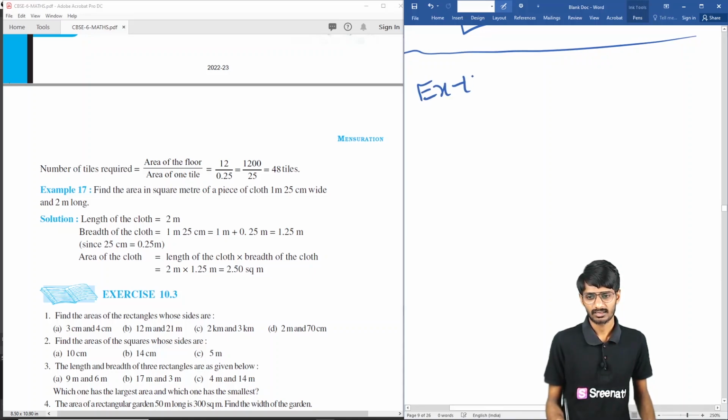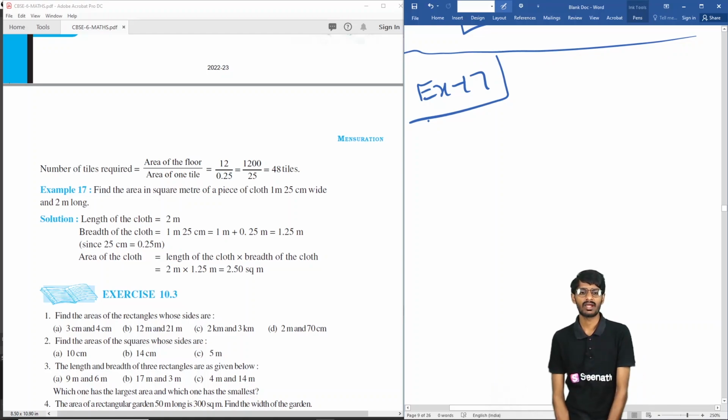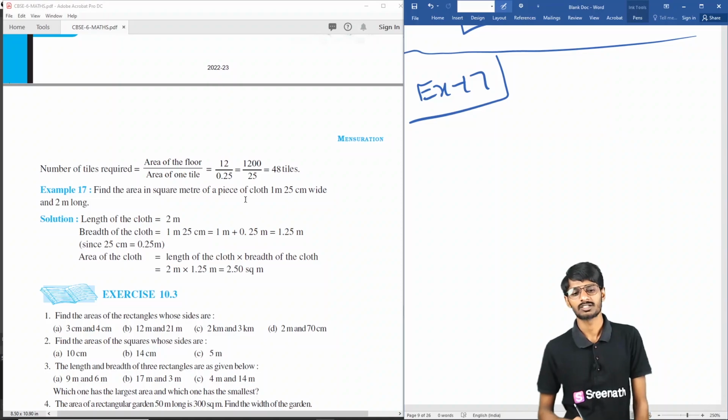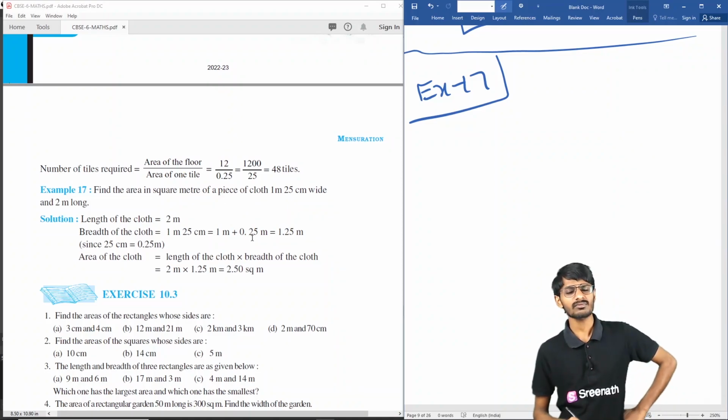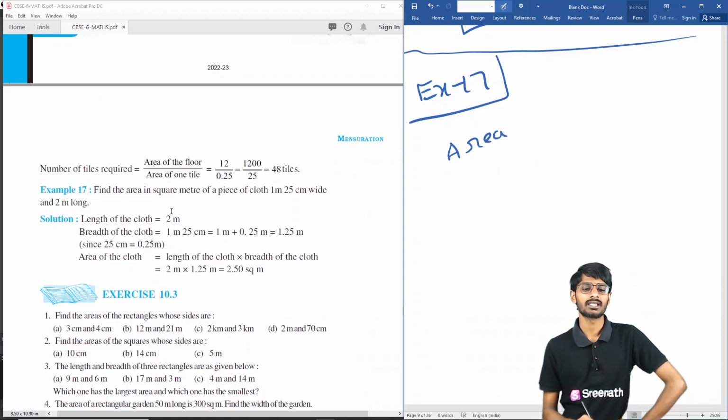Example 17. Find the area in square meters of a piece of cloth 1 meter 25 centimeters wide and 2 meters long. We have to find out the area.